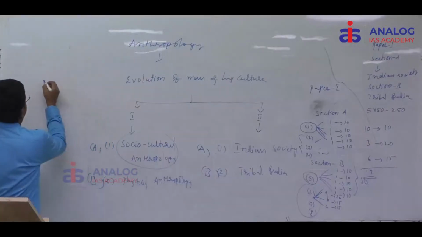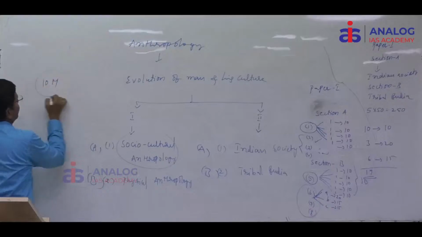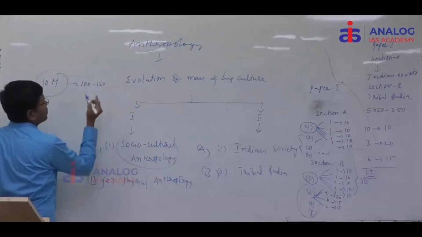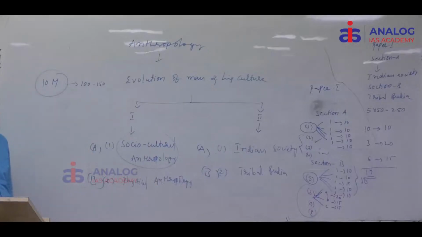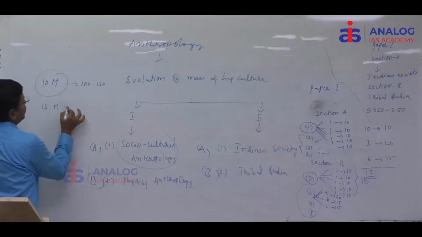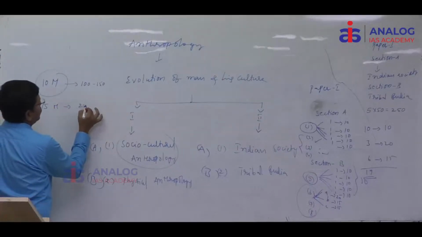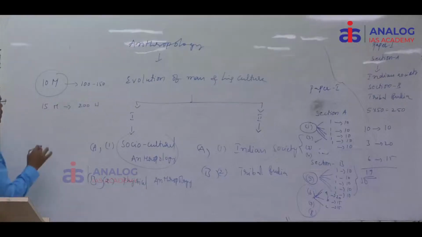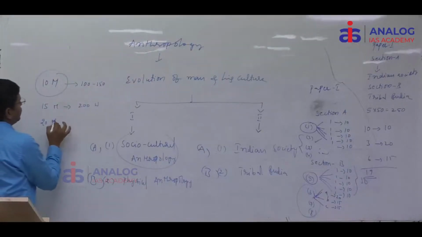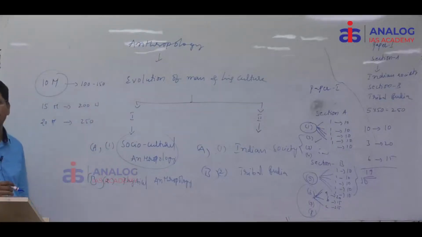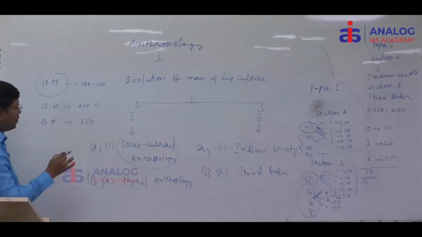Generally, for a 10 marks question, you have to write the answer in 100 to 150 words. For a 15 marks question, you have to write the answer in 200 to 250 words. For a 20 marks question, you have to write the answer in 250 to 300 words.